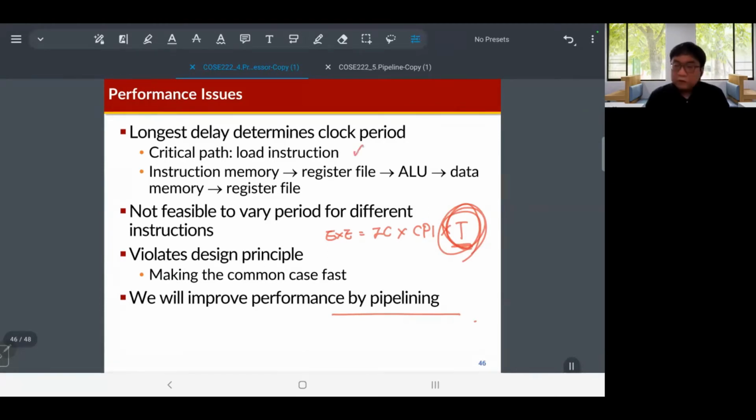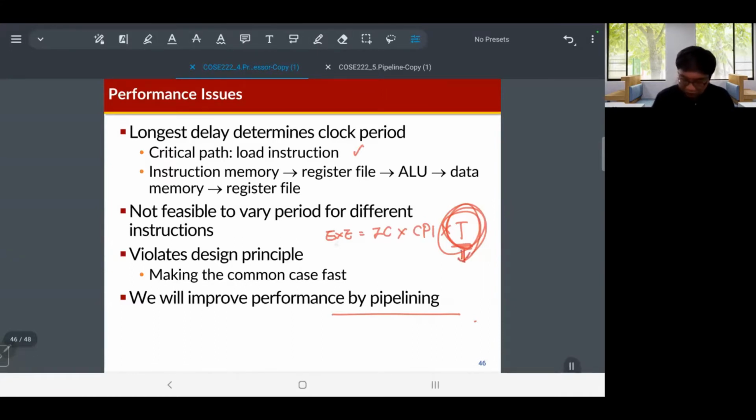Load instruction, because the load instruction touches actually every data path element, including instruction memory, register file, ALU, data memory, and also the write back to register file. So it is because the load instruction accesses all data path elements, the delay of the load instruction is the longest among all instructions. So actually the delay of the load instruction decides the clock period of this single cycle processor.